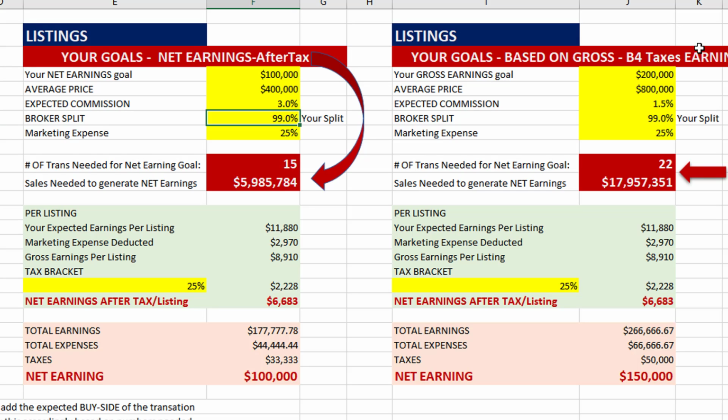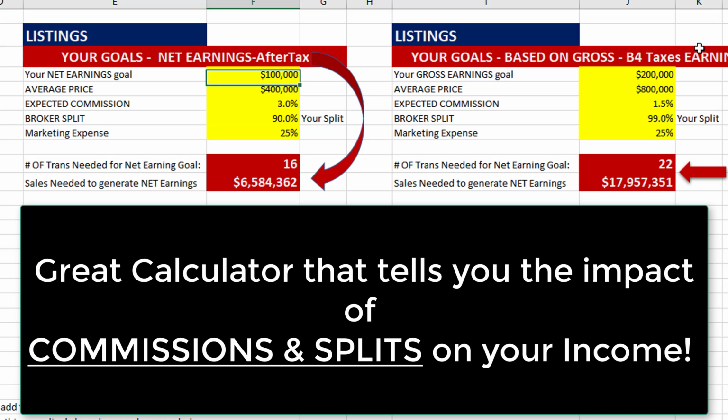You're now only going to need 15 transactions, and only about $6 million in sales versus double that, basically, for half the commission. And again, if you're in a 70/30, then you're looking at something different. At 3% with a 70% split, you're looking at 21 transactions or $8.5 million. If you bump up your broker split to 90%, now you're at 16 transactions. So this is a great way to play with it and see what really works for you.